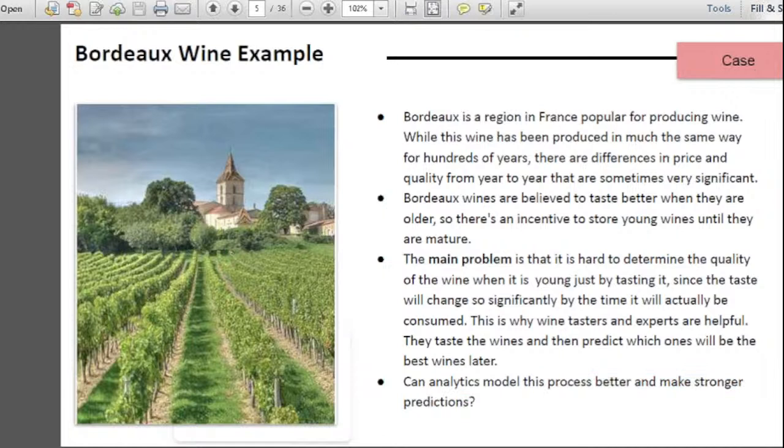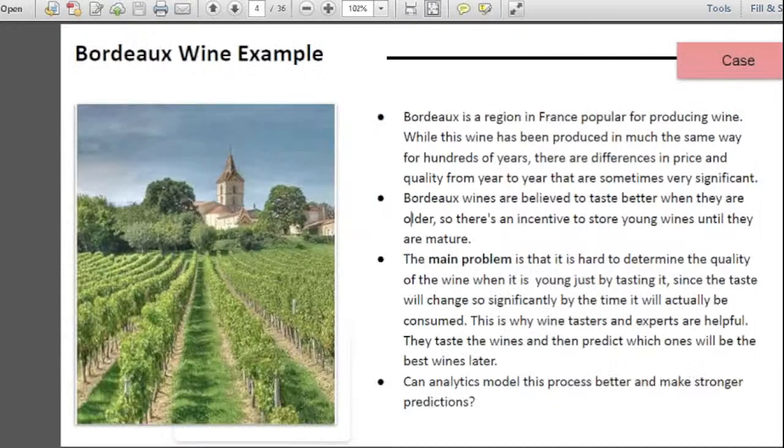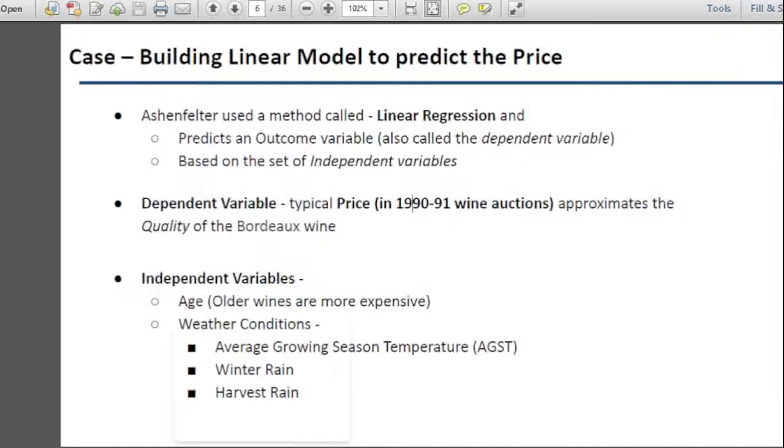Okay, you got the background, all of you. What is the background, right? Ashenfelter was the one who challenged them and said, I can predict the price of the wine, I can predict the quality of the wine without tasting. And what he did was, Ashenfelter used this method called linear regression. Why linear regression?